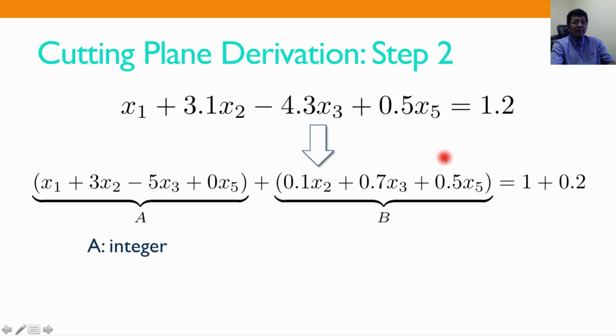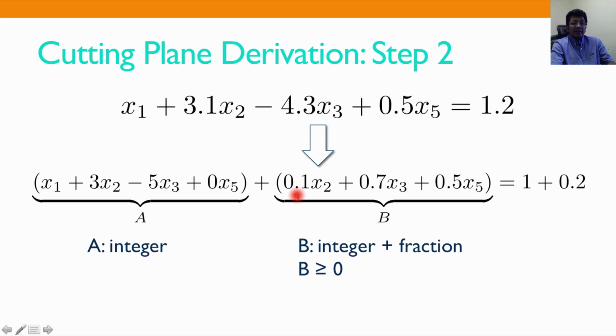We note that A must be an integer because x1, x2, x3 and x5 are integers and the coefficients are integers. So A is an integer. B must be an integer plus a fraction because it has 0.1x2, imagine x2 to be 11, so this would be 1.1, 0.7x3, imagine x3 to be 15, this would be 10.5, 0.5x5, imagine x5 to be 5, this would be 2.5. So the addition is going to give us an integer plus a fraction.